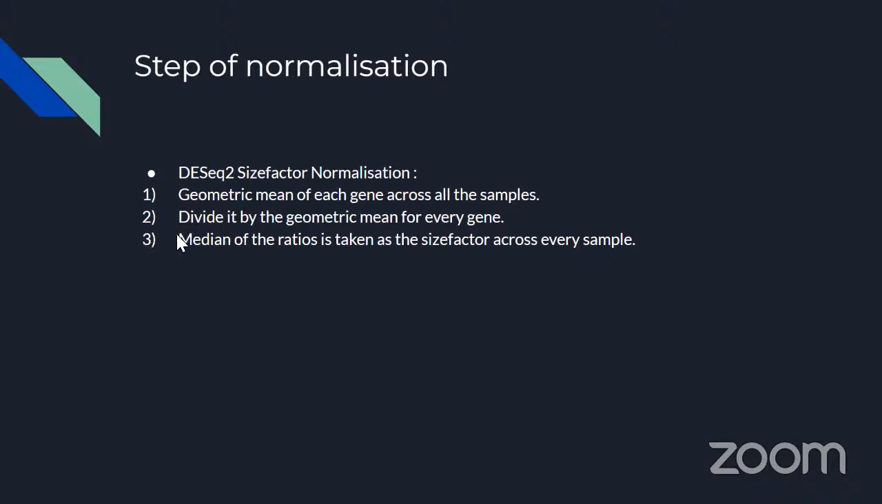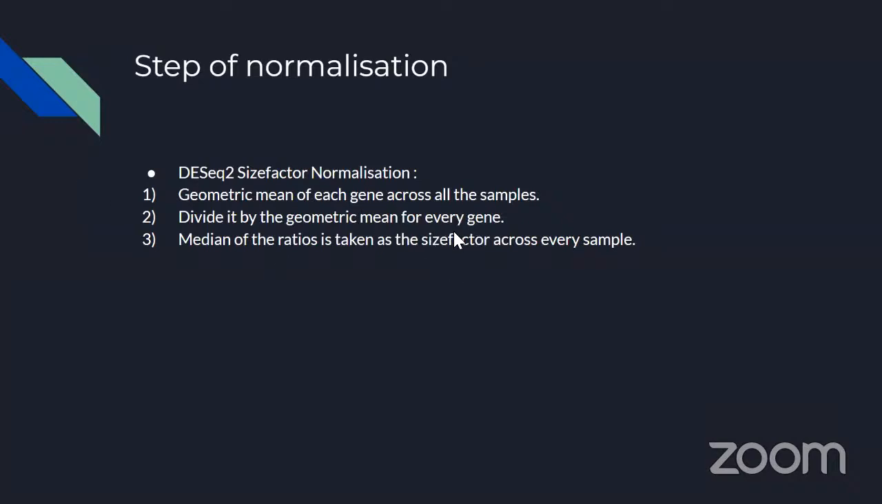Like I said, you're taking the median of the ratios here because the median statistic itself is not very highly volatile. It gives you the centrality of the data, right? That is why the median of the ratio is taken.